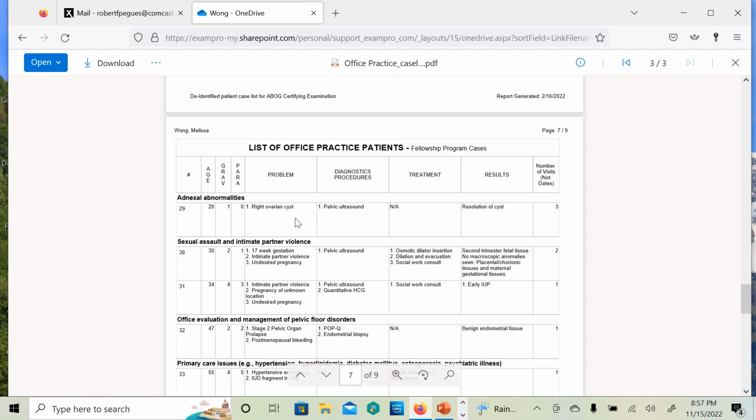Just because it's so simple. It just says right ovarian cyst. I don't know anything else about it. Now it's on the right side. Got a pelvic ultrasound. It says resolution of cyst. So this is a young 20-year-old woman.